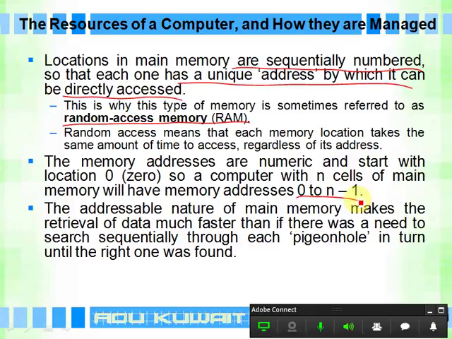The addressable nature of main memory makes the retrieval of data much faster than if there were a need to search sequentially, because we are going randomly. Wherever the data we want is, we go to the address and take it. So it is faster. If you go sequentially, you have to go one by one, which is a bit slow.